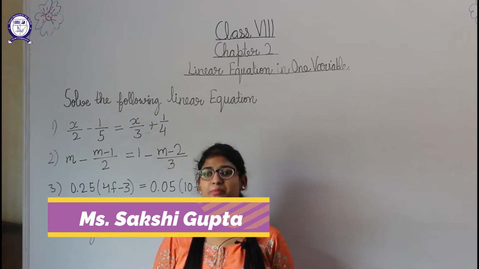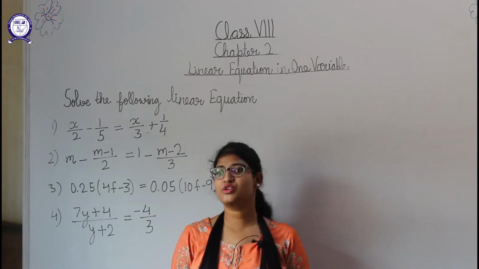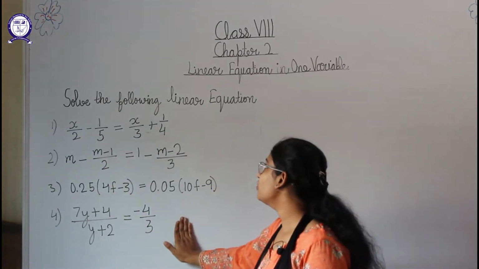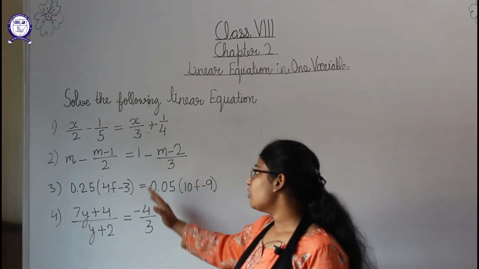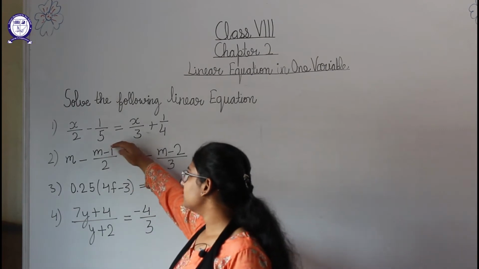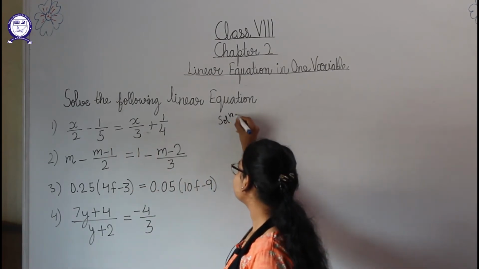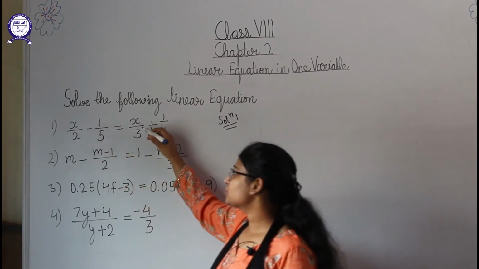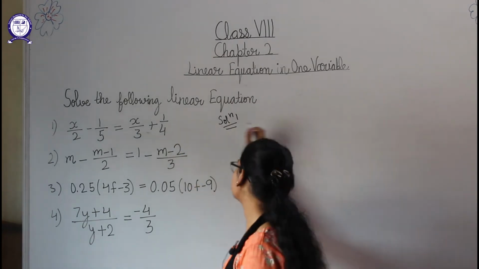As we were doing our chapter 2, that is linear equation in one variable, so we will continue with that. Here some of the equations are given to you and these are linear equations, as you know. Now the solution for the first will be: here the equation is x by 2 minus 1 by 5 is equal to x by 3 plus 1 by 4. We have to solve this.